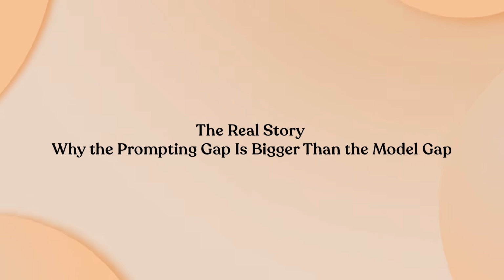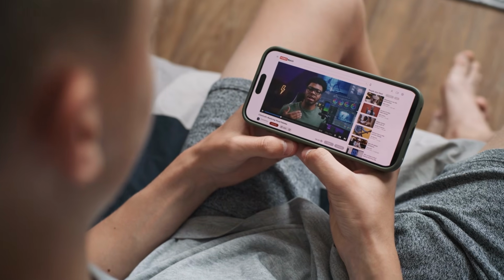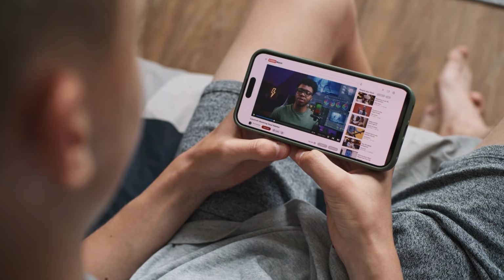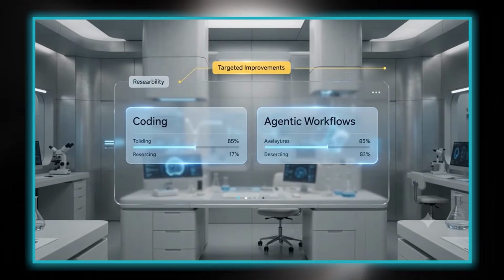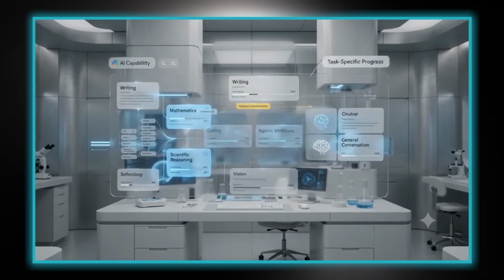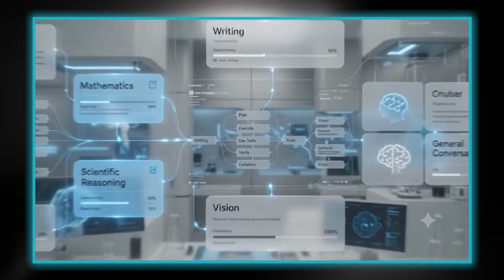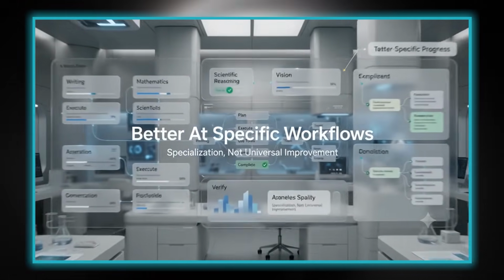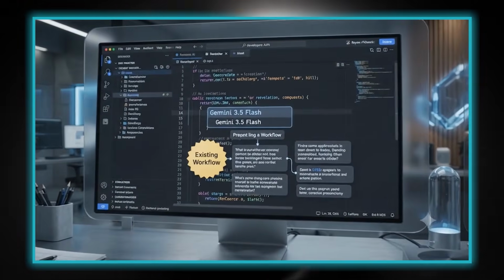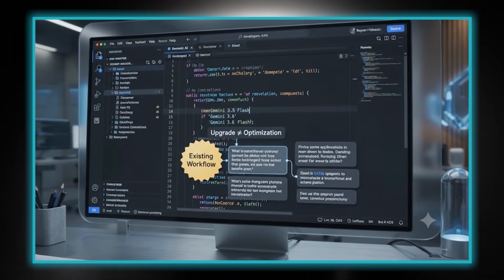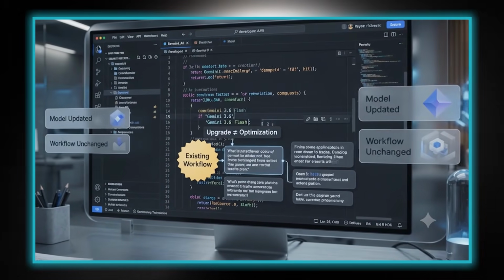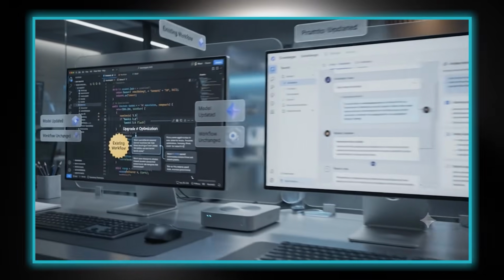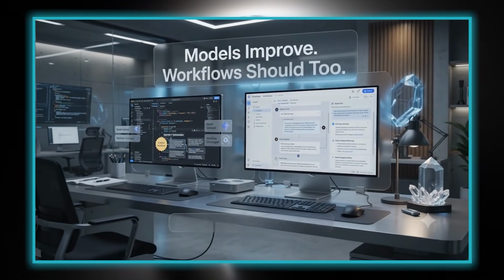The real story: why the prompting gap is bigger than the model gap. This is the part nobody covering the launch spent real time on, and it's the actual reason this video exists. A benchmark improvement in coding and agentic performance isn't a blanket capability boost. It's a change in how the model handles specific kinds of structured, multi-step tasks. If your prompting habits were built around 3.5 Flash's behavior, you're not automatically capturing that improvement just by swapping the model name in your API call. You have to prompt for the thing that actually got better.